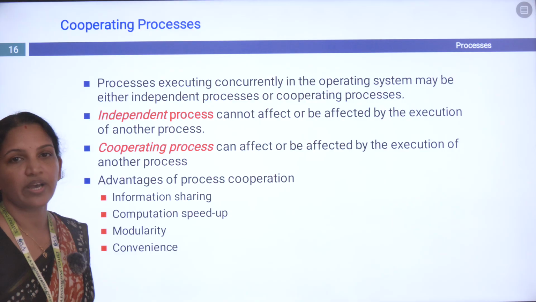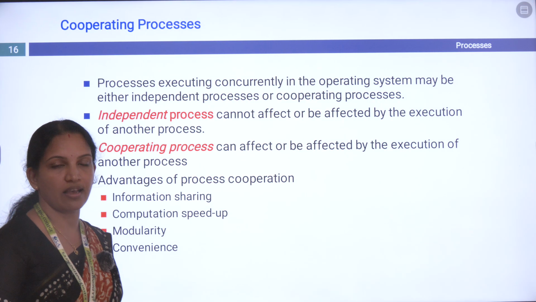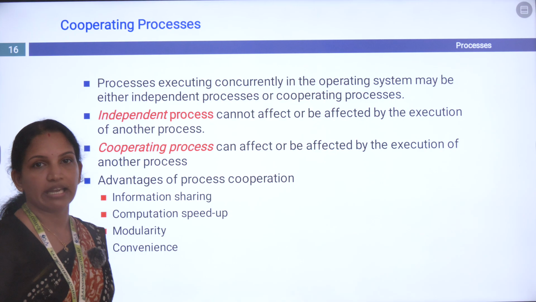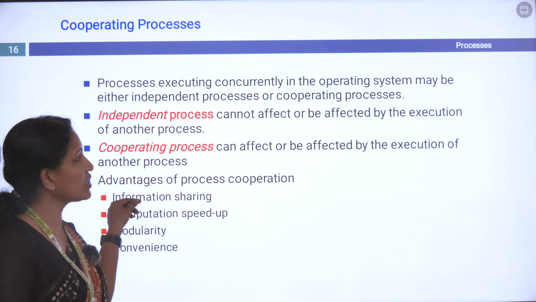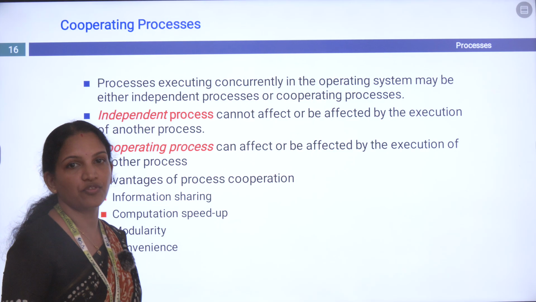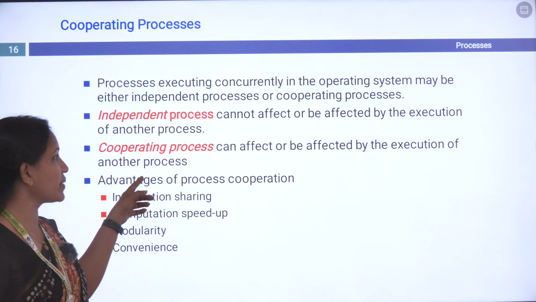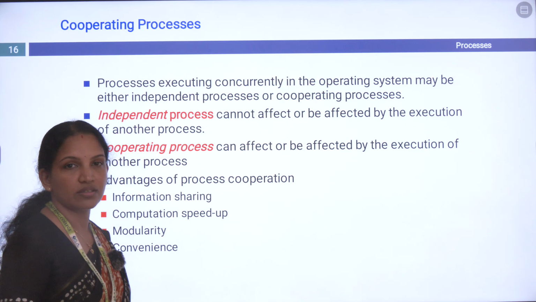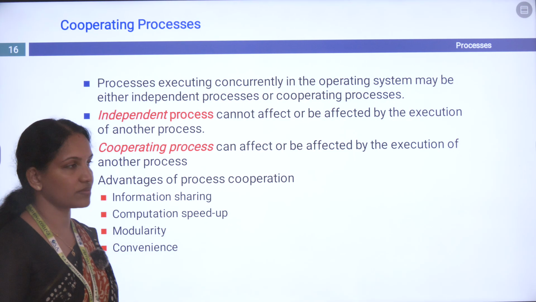Now in a system, there are two categories of processes: independent processes and cooperating processes. Independent processes are those whose execution cannot be affected by the execution of another process. Whereas cooperating processes can affect or be affected by the execution of another process.